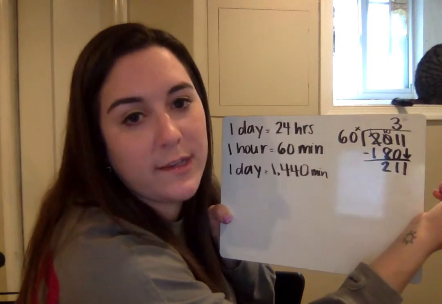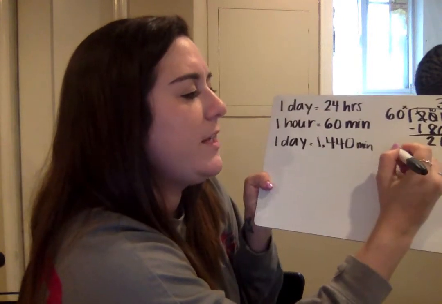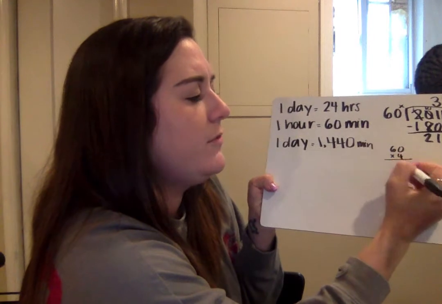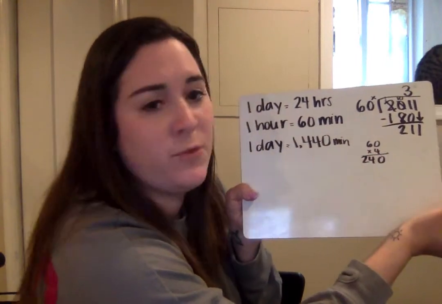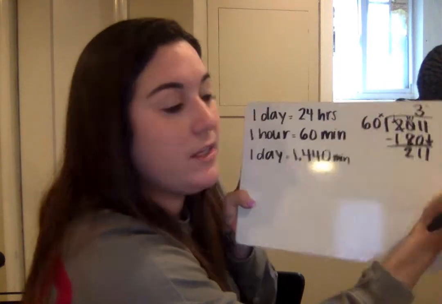All right, same thing. I'm going to try that trial and error. I know that 60 times 3 is 180. So to see if I can go again, if you didn't do this before, I'm going to say, okay, well, what's 60 times 4? 4 times 0 is 0. 4 times 6 is 24. So that means it's 240. So that's too much. So that means, once again, my 60 can go into 211 3 times.